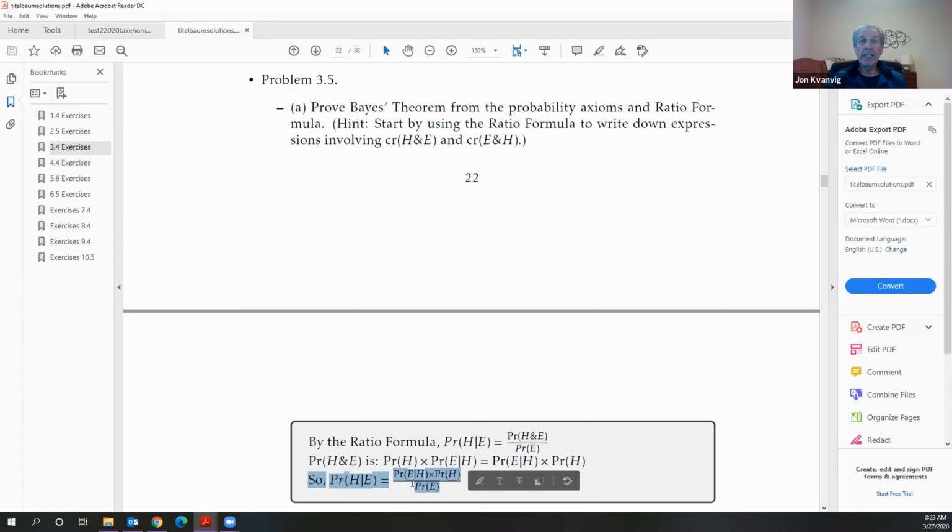Probability of H given E is the probability of E given H times the probability of H over the probability of E. So start out with the ratio formula. Probability of H given E is the probability of H and E divided by the probability of E. The probability of H and E is the probability of H times the probability of E given H. And multiplication commutes, so flip them around and then substitute that in for the numerator on the ratio formula, and you get Bayes' theorem.